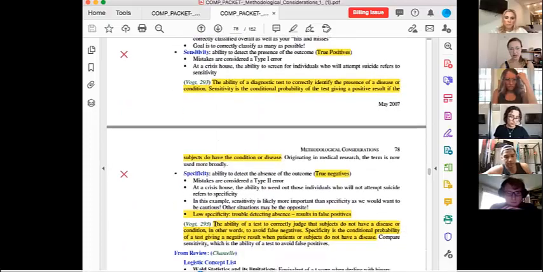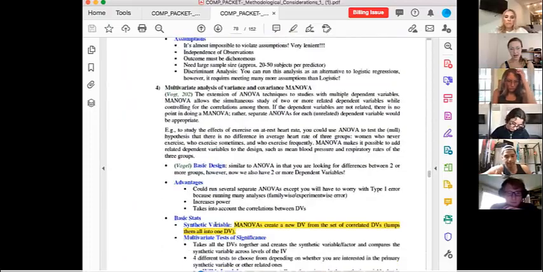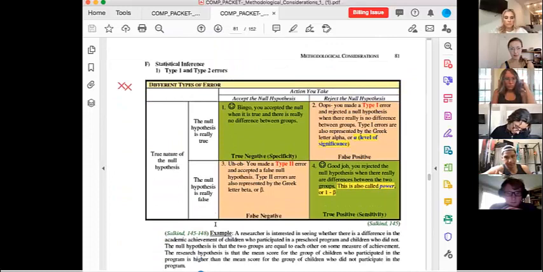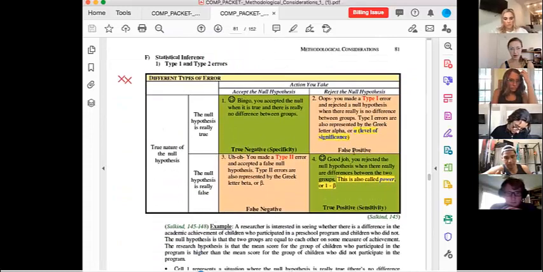Sensitivity, specificity, know that. Here's another pretty graph about type 1 and type 2 error that also takes into account specificity and sensitivity. So this is a nice one, page 81.